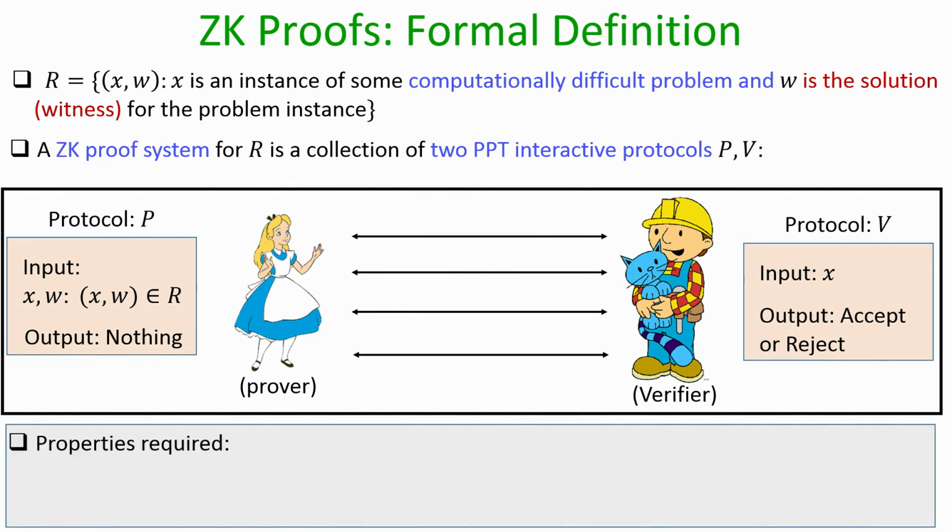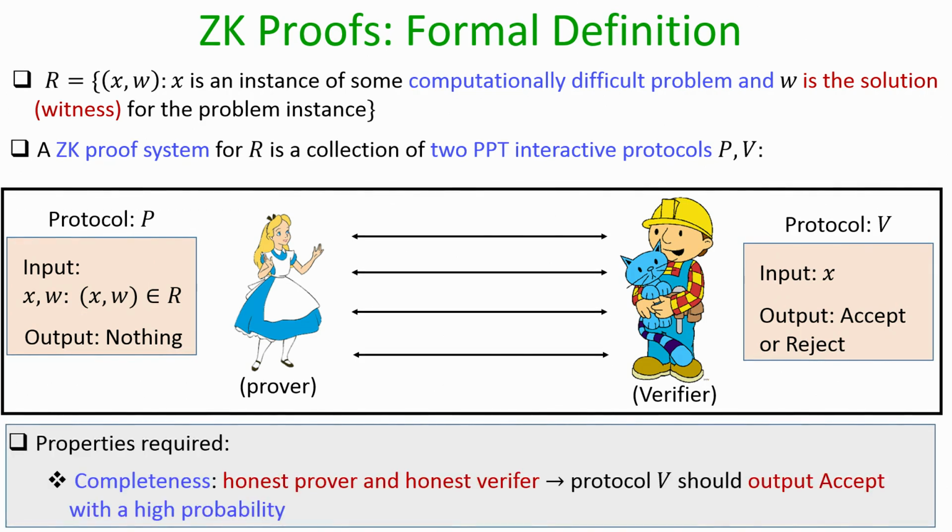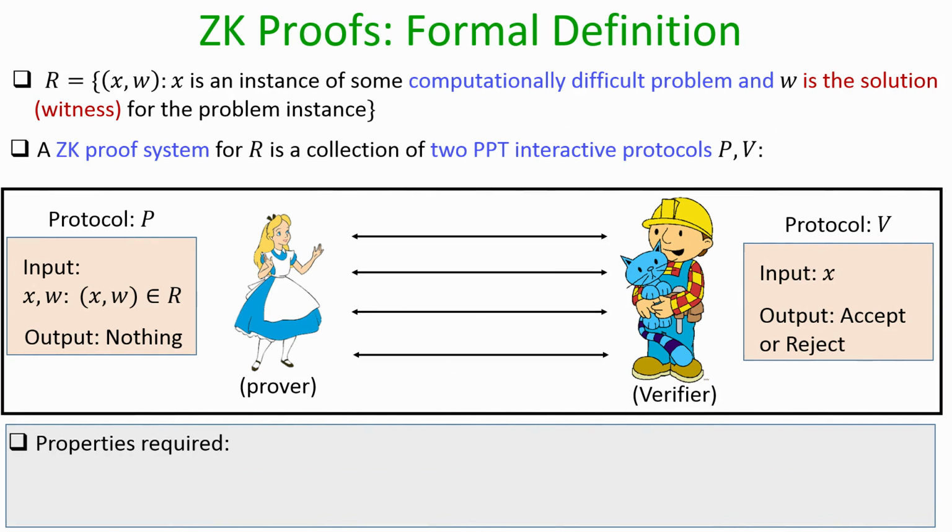Now, what are the properties we require from a zero knowledge proof system? The first property is the completeness property, which demands that if both prover and verifier are honest, and if indeed the prover knows an x comma w such that x comma w belongs to R, and both prover and verifier perform all their actions as per the protocols P and V, then with very high probability the output of the verifier should be accept. That means the verifier should accept the statement of the prover.